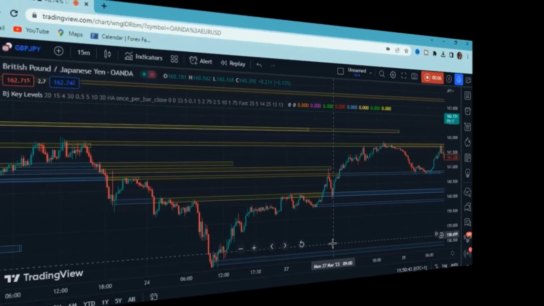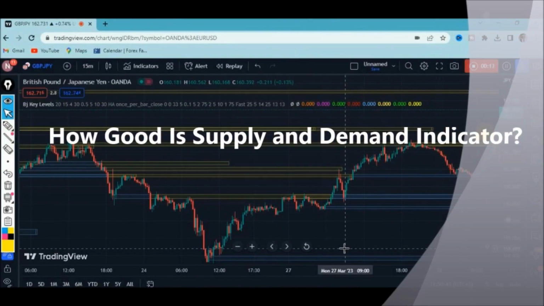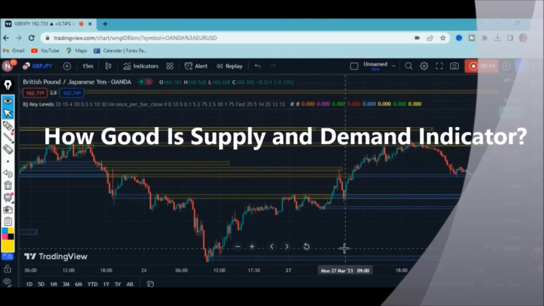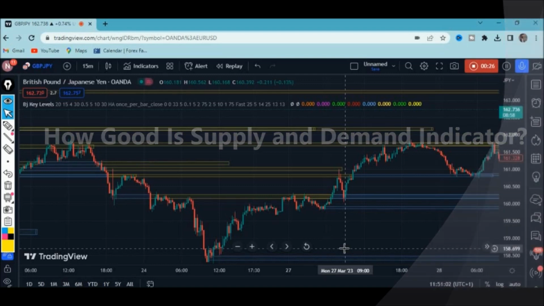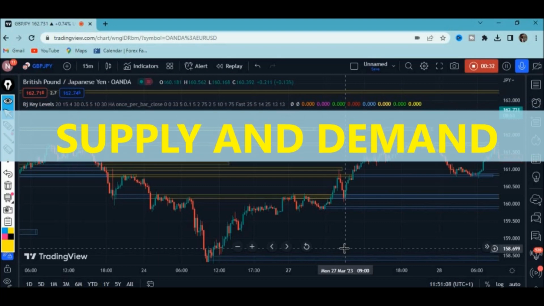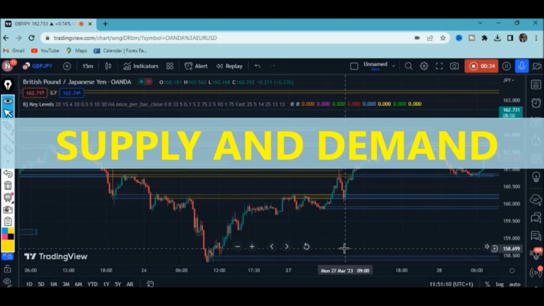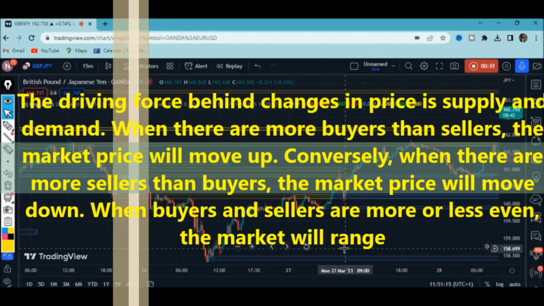How good is this supply and demand indicator that you can really rely on in forex trading when you want to identify these levels? To a beginner, I do say when you really want to identify these levels on a chart, it's so easy to go wrong. That's why you see traders using this indicator so that it can help them identify this supply and demand zone. And I will tell you that supply and demand zone is the driving force behind changes in price.